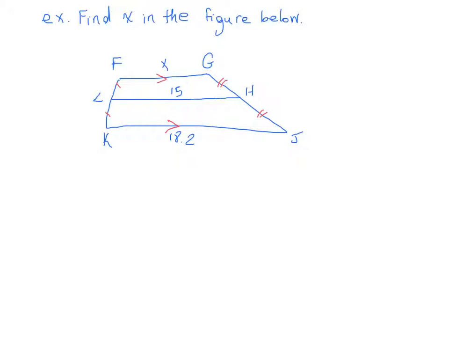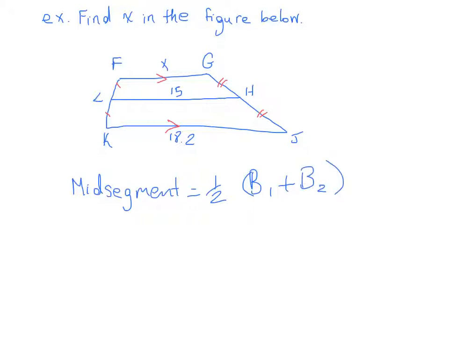So now we know that we're dealing with a mid-segment of a trapezoid, and we can use what we just learned, which is the fact that the mid-segment is equal to half of base 1 plus base 2. We know that the mid-segment is 15, so that's half of base 1, which we don't know, so let's call that x, plus base 2. But we do know that the bottom base is 18.2.